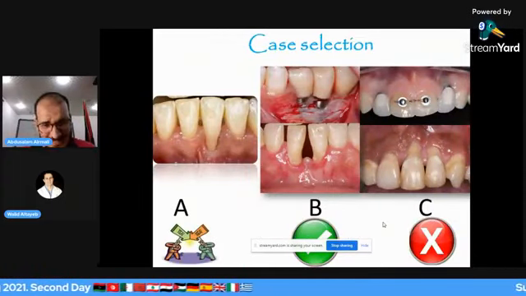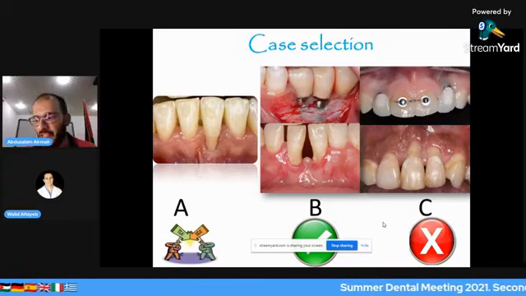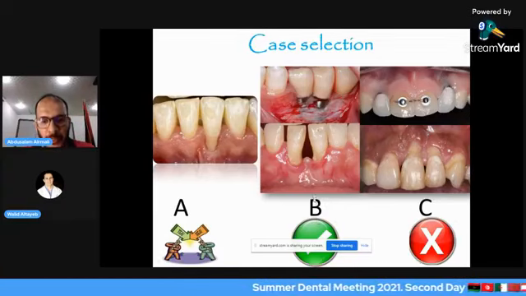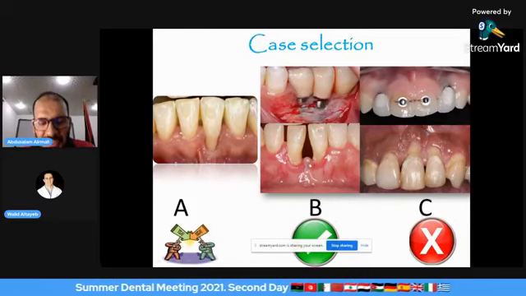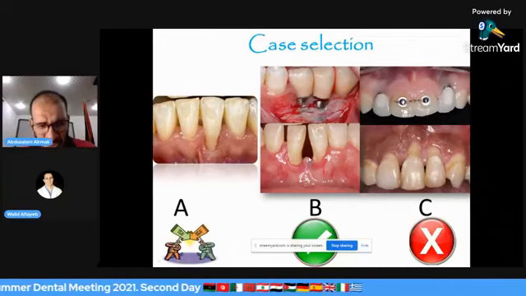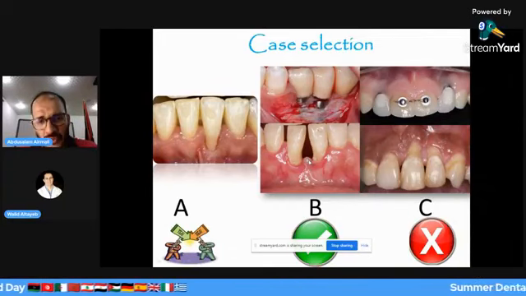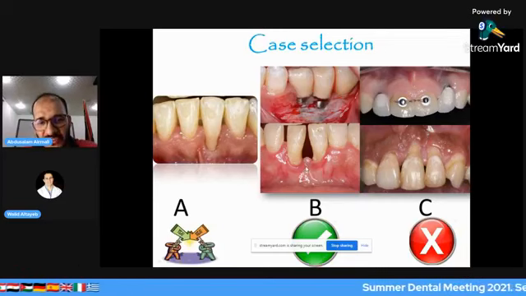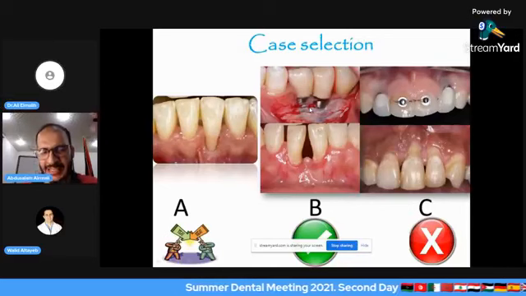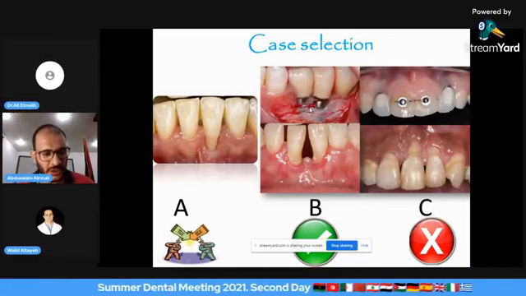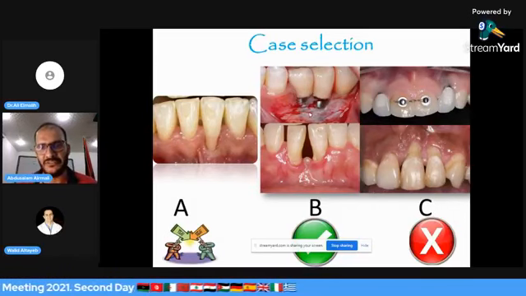So first, as I said, you have to select your case properly. In category B, there is no doubt if there is a lack of keratinization, high frenum, loss of interdental soft tissue attachment, loss of papilla, all of these factors in the lower posterior functional zone. There is no doubt about using the free gingival graft.